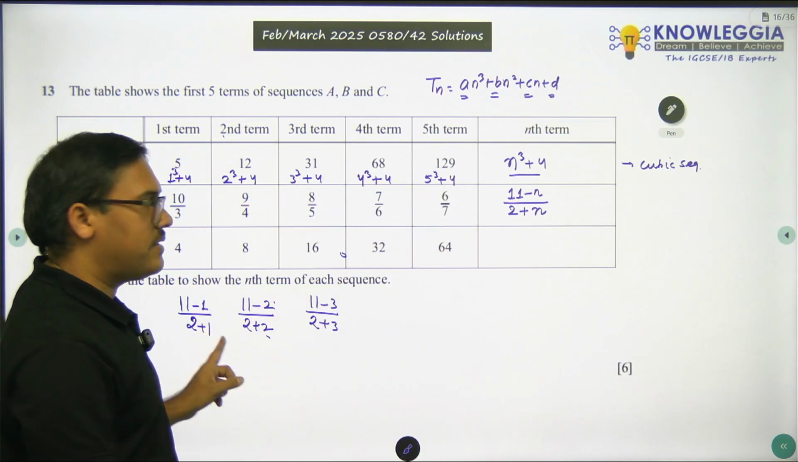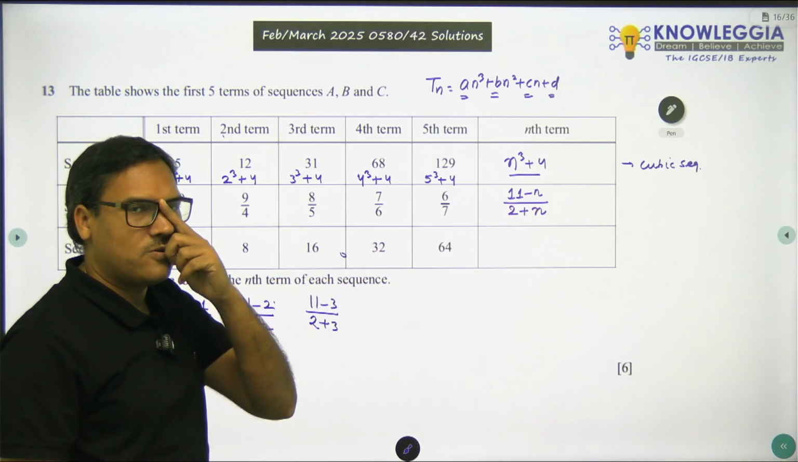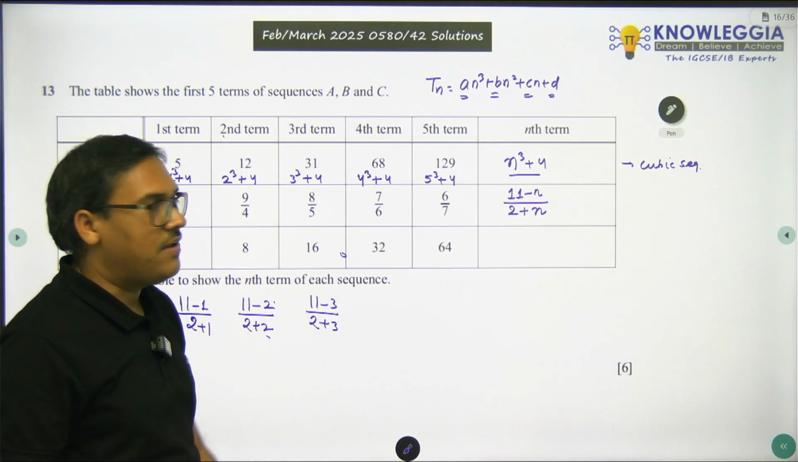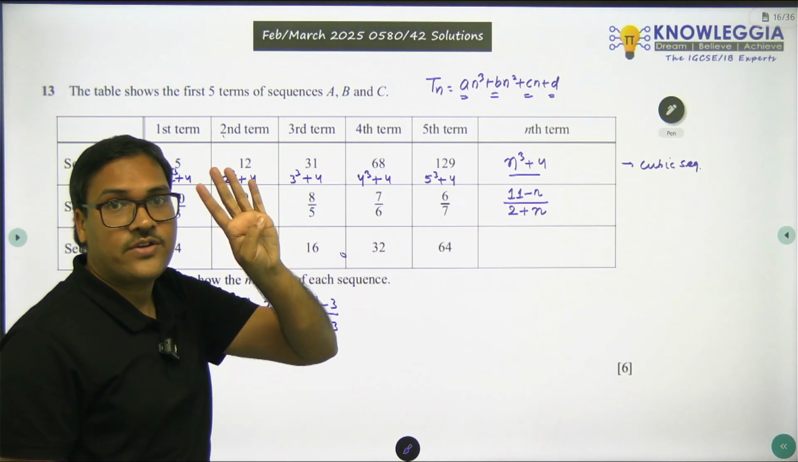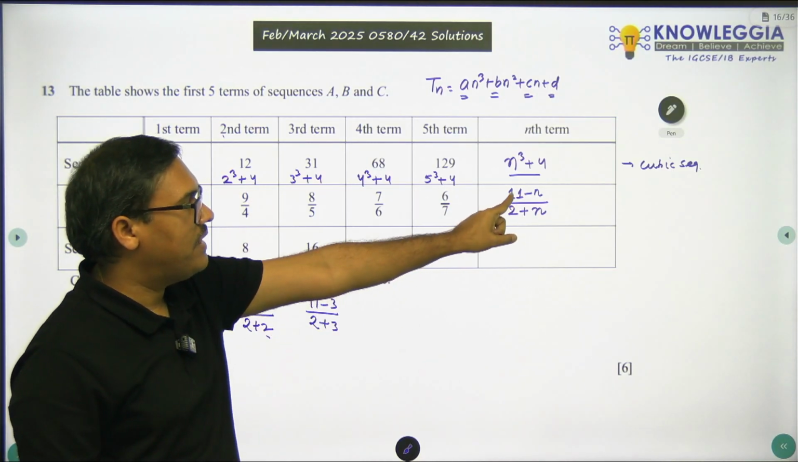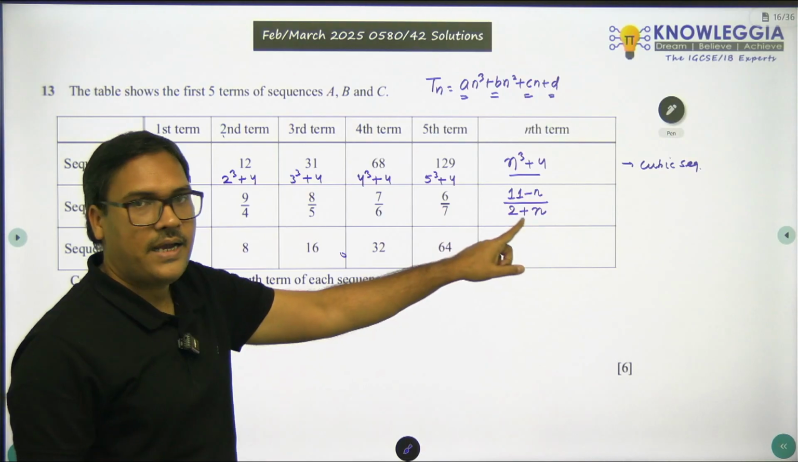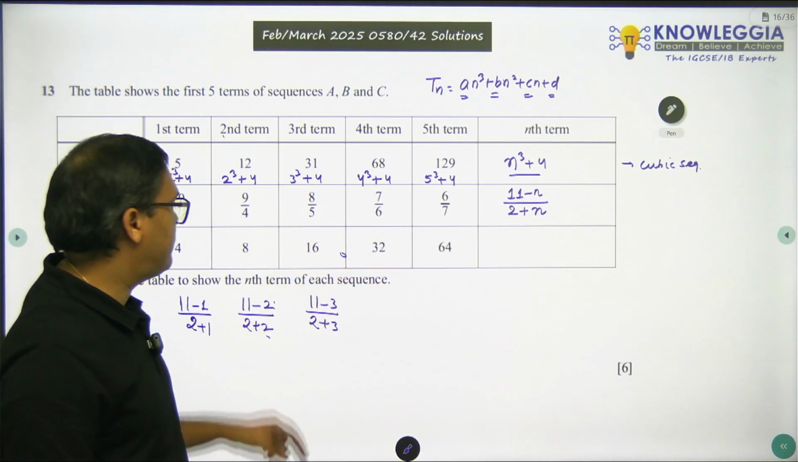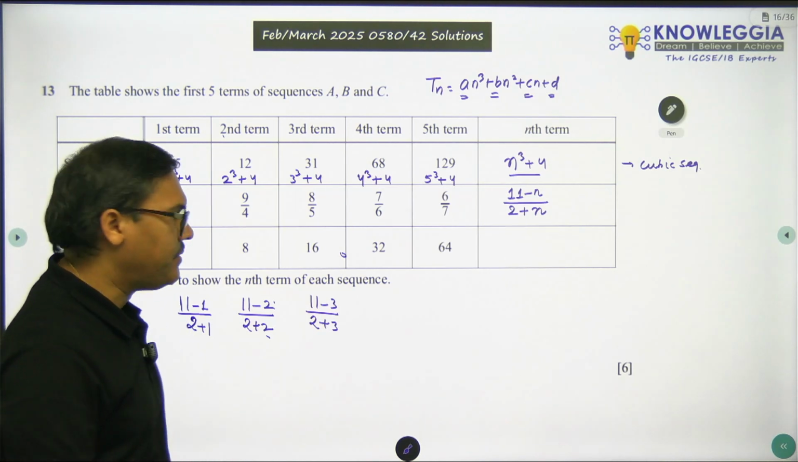You can see the pattern here. Now you can just check also. If I put n equal to 1, this will be 10 upon 3, which is the first term. If I put n equal to, let's say 5, you should get the fifth term. If I put n equal to 5, 11 minus 5 is 6, and 2 plus 5 is 7. So this is the answer for the nth term of this sequence, just observing the pattern. Okay.